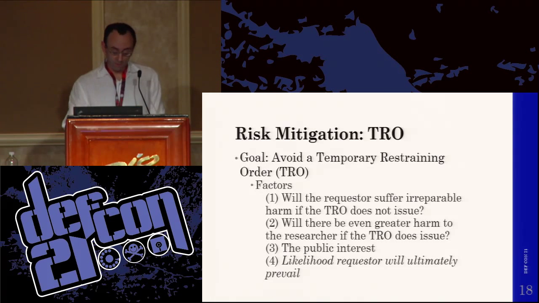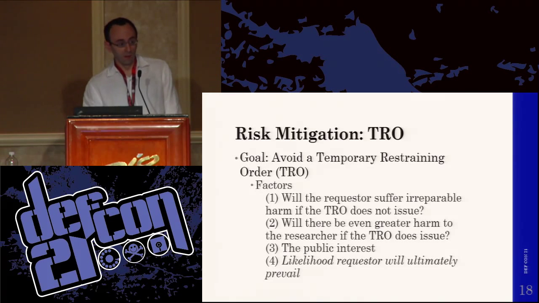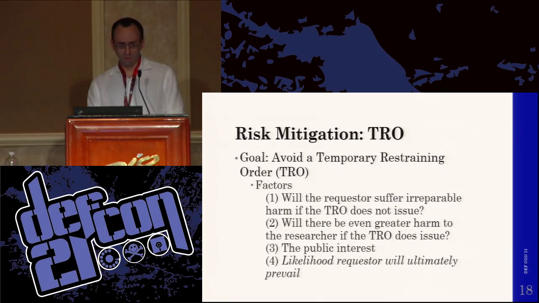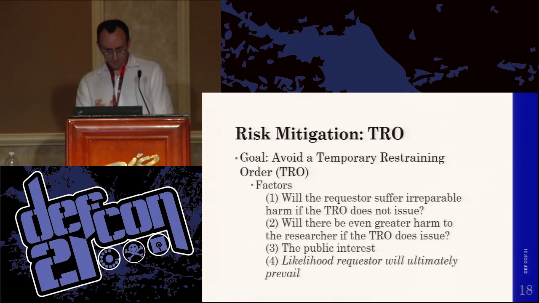We've seen this here at DEFCON, and Black Hat talks have been stopped by a temporary restraining order. So take a quick look at the factors that the courts look at when deciding whether or not to grant a temporary restraining order to prevent a researcher from disclosing some information about a vulnerability. Number one, will the requester, in that case the VW Group, suffer irreparable harm if the TRO does not issue?